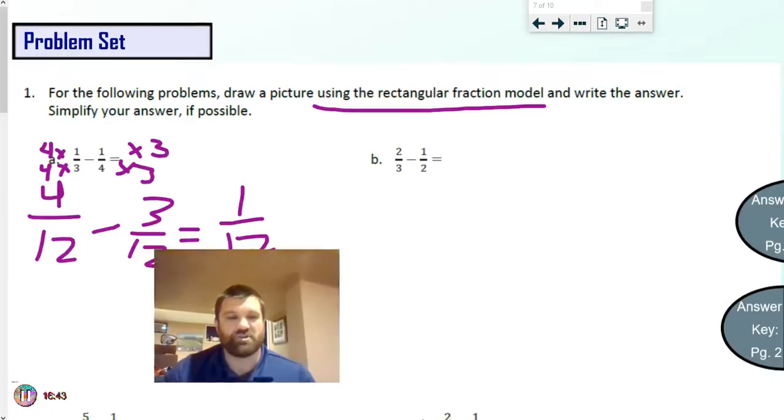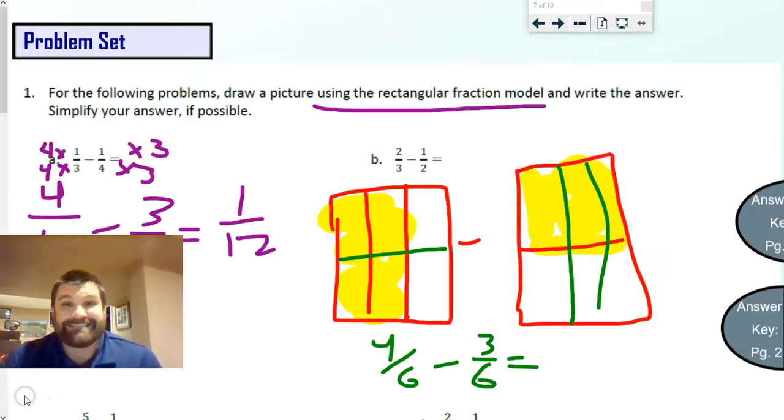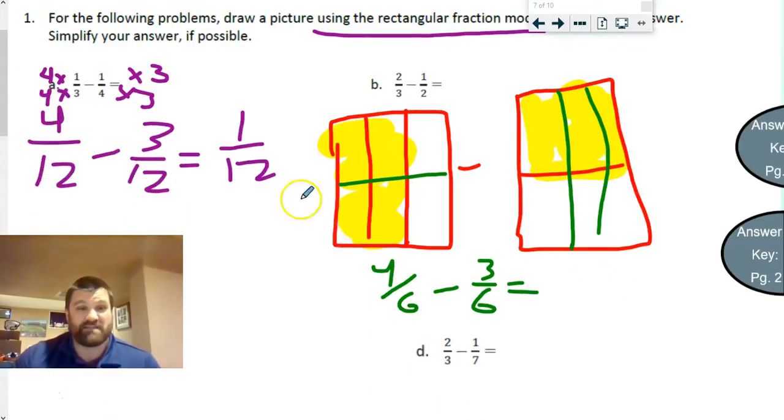Okay, so you should be done. Let's look at our answer. So we have 2/3. Pause, time lapse, unpause. So you should have already solved it. Hopefully it looks something like this if you chose to do the rectangular fraction model. And you end up with 4/6 subtract 3/6. And I'm not going to give you the answer because I hope you can do it.